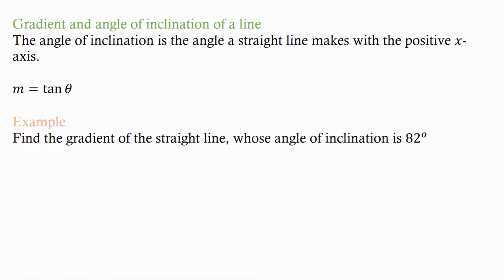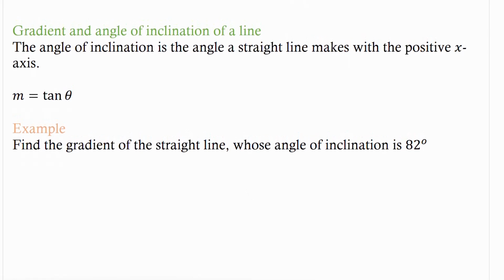The next thing we're going to look at is gradient and what we call the angle of inclination. The angle of inclination is the angle that a straight line makes with the positive x-axis. So if I have my axes here, and then I have some sort of line, this here, this theta, is my angle of inclination, right in there. Okay, so that's our theta.